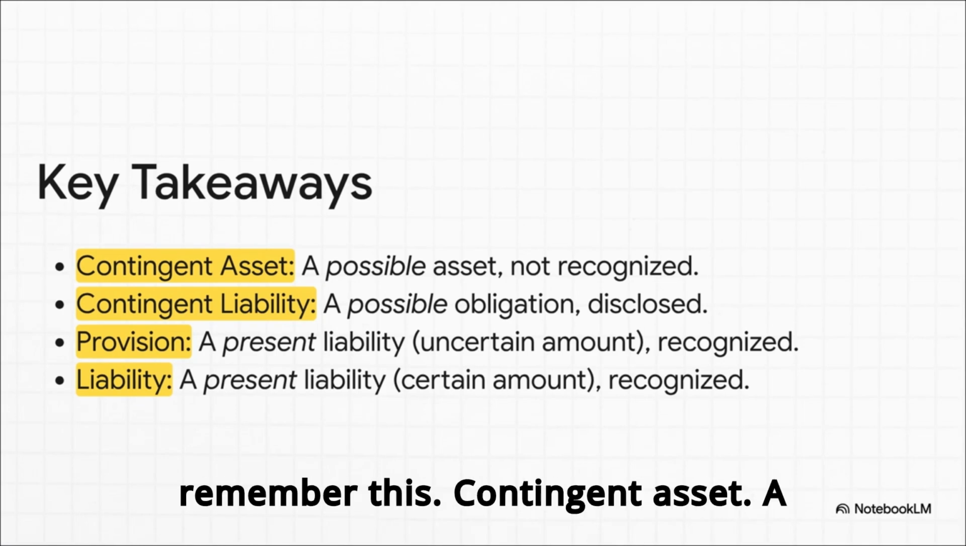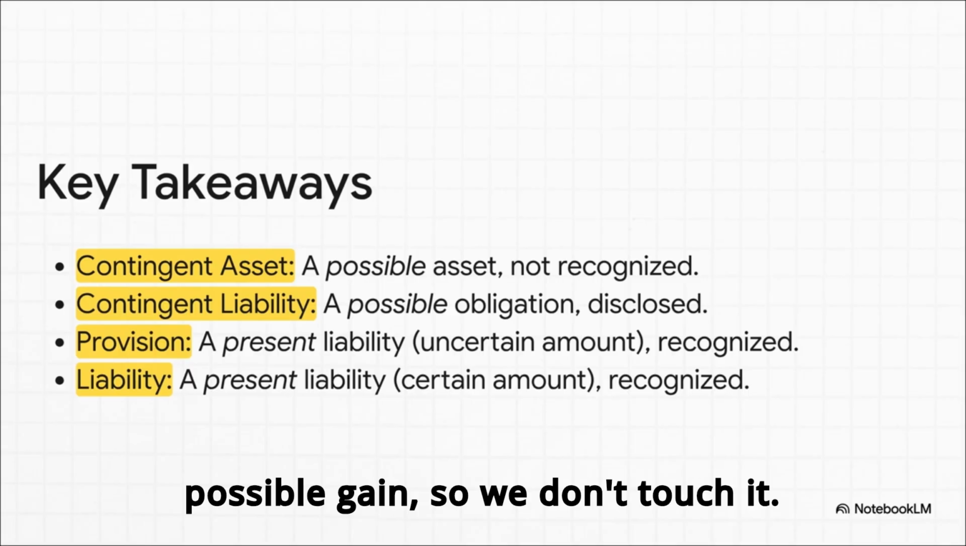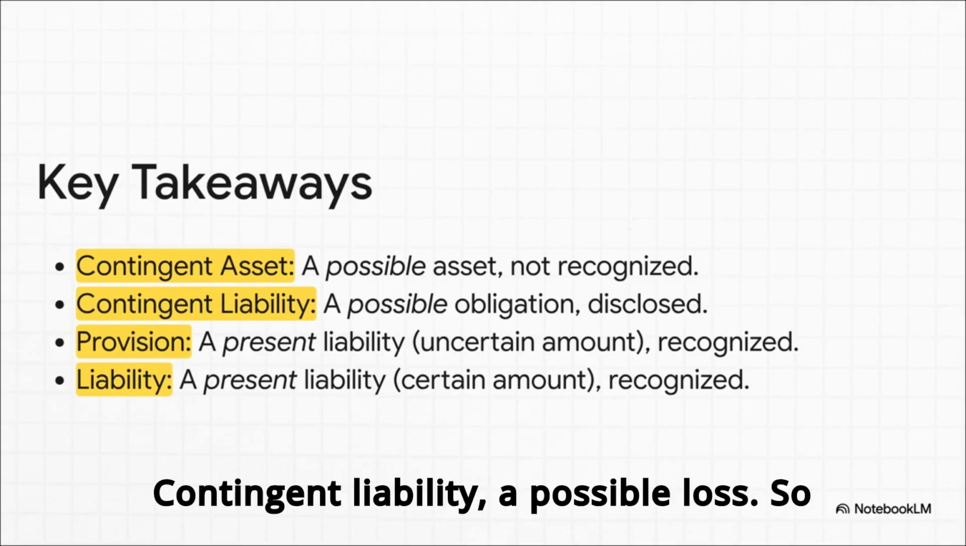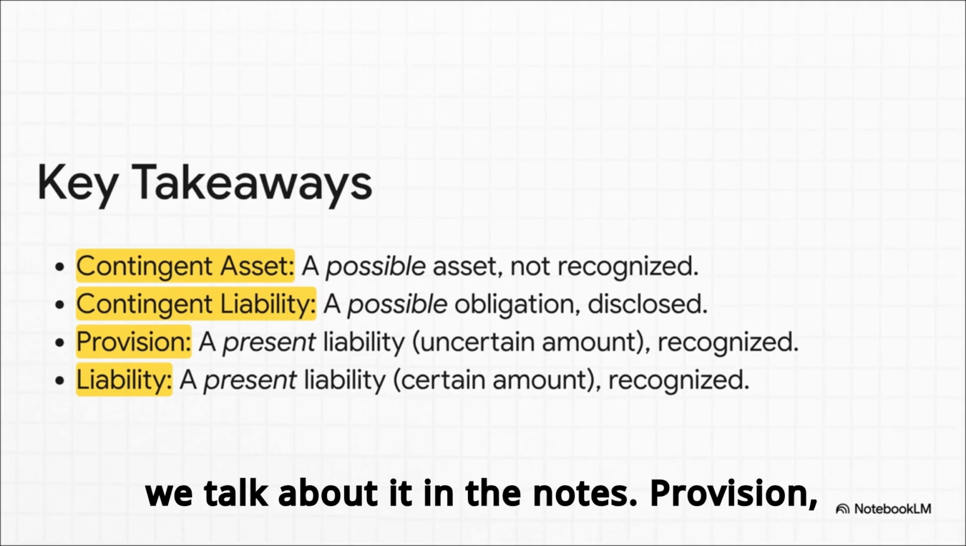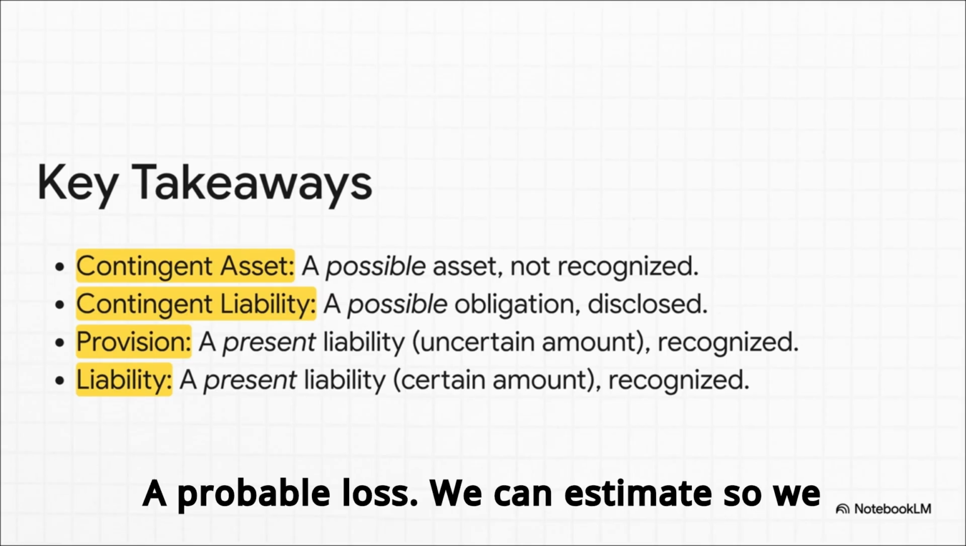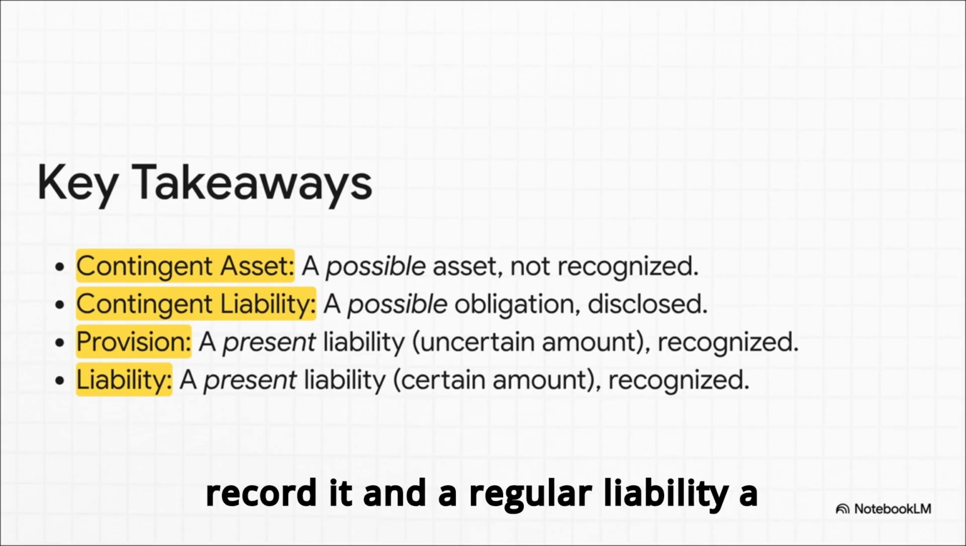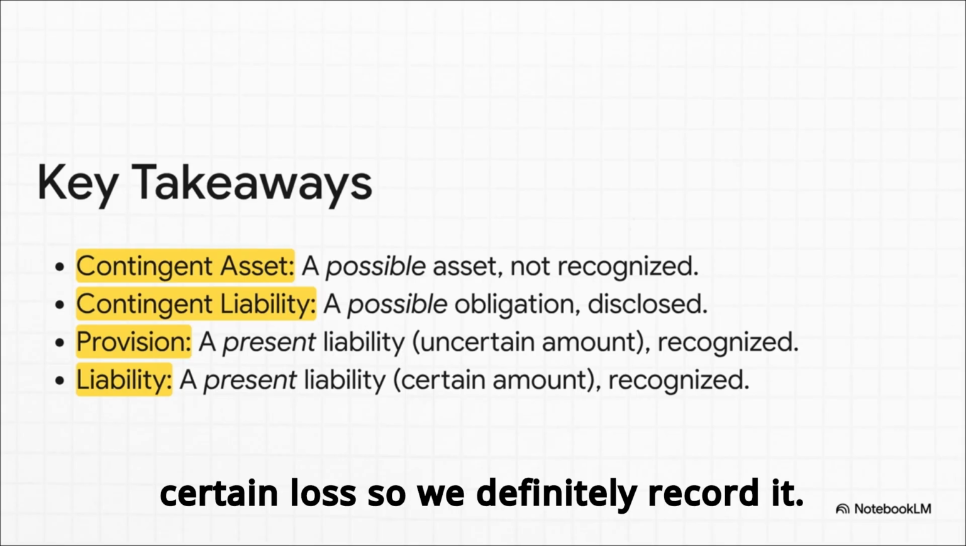Contingent asset, a possible gain, so we don't touch it. Contingent liability, a possible loss, so we talk about it in the notes. Provision, a probable loss that we can estimate, so we record it. And a regular liability, a certain loss, so we definitely record it.